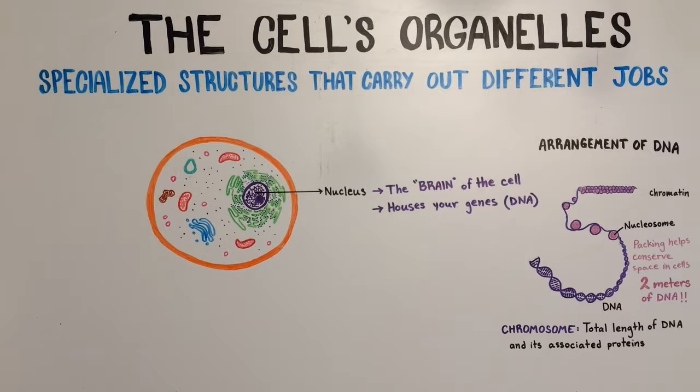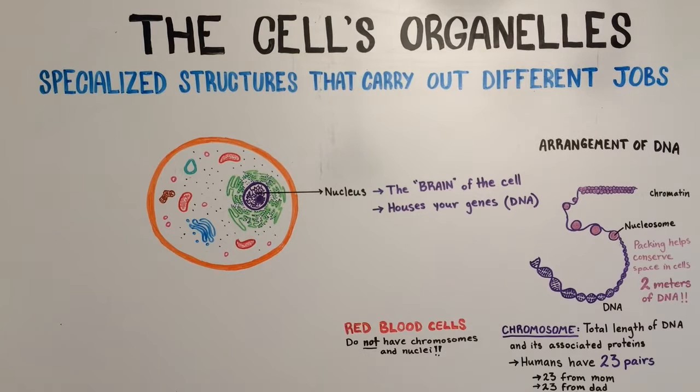The total length of DNA and its associated proteins is called a chromosome. Different species have different numbers of chromosomes. Humans have 23 pairs, 23 from your mom and 23 from your dad. However, there is one cell type in your body that doesn't have any chromosomes or nuclei.